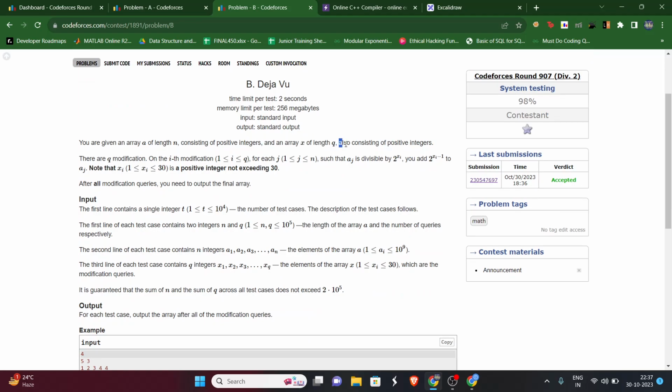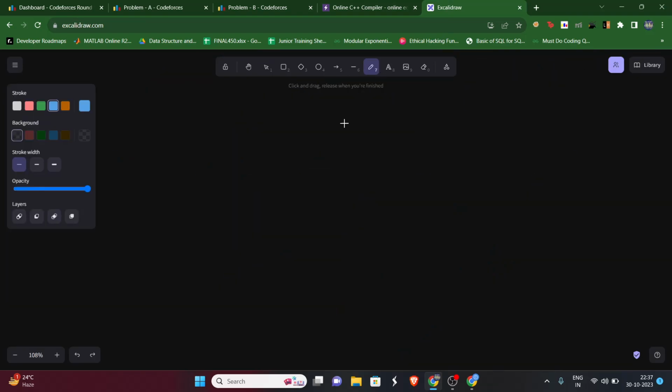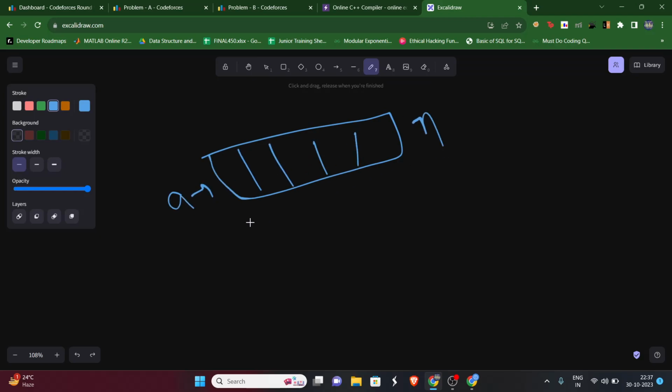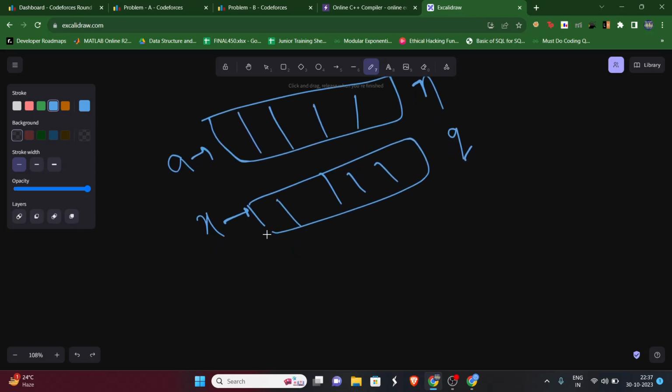Now the q that we have received is a kind of operation we have to perform. There will be q modifications, and on the ith modification, it's better if I explain it over here. So we have two arrays: array A of length n, and another array X of length q. We'll run a loop over this X.